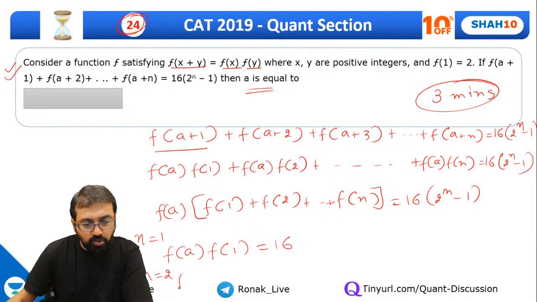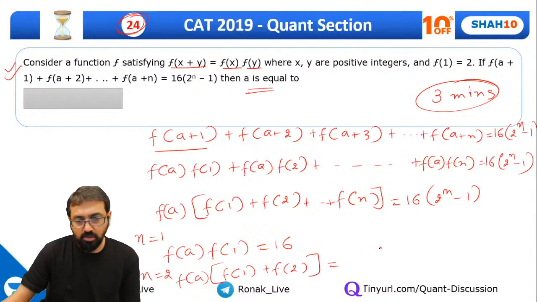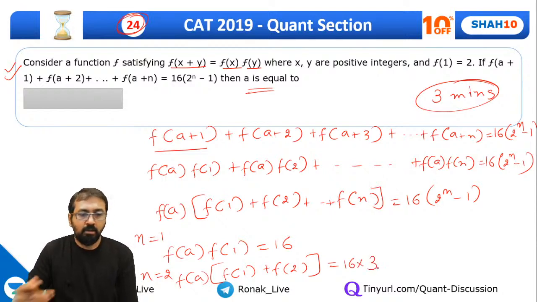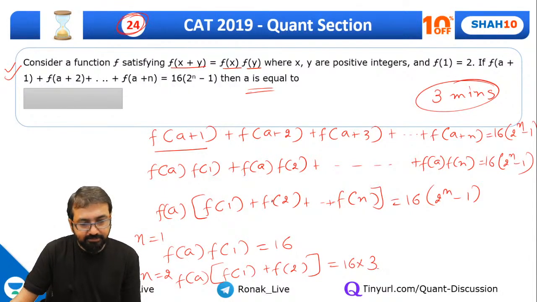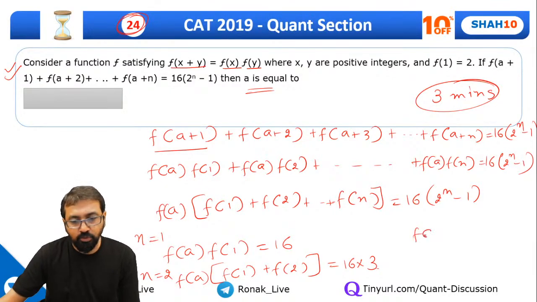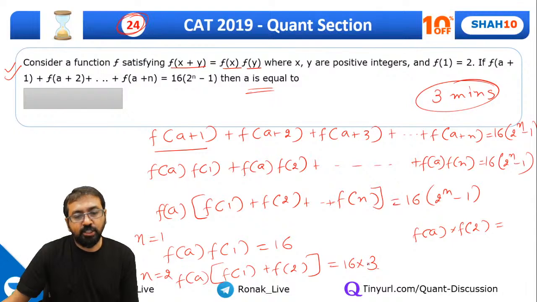Now if I take n equal to 2, so f(a) into f(1) plus f(2) will be equal to 2 raised to 2, 4 minus 1, 3. So this will come out to be 16 into 3. Right? So this is f(a) into f(1) plus f(a) into f(2). So can I find out f(a) into f(2) using this? f(a) into f(2) will be 16 into 3 minus 16. So it will be 16 into 2 raised to 1.